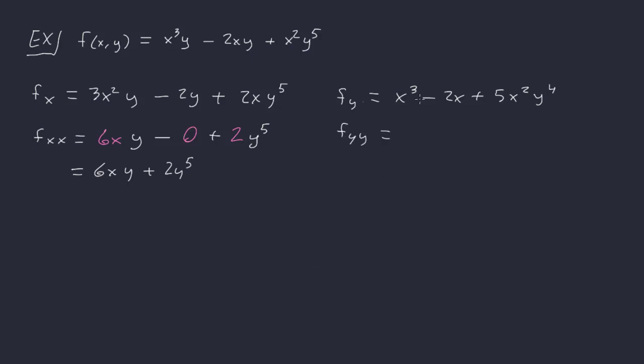Okay, so f sub yy, well, now we're going to take this derivative with respect to y. So the x cubed part goes away. The 2x goes away. And now we'll get a derivative here. It will be plus 5x squared. So that's our constant here, so it will be left alone. And then it will be times 4y cubed. Okay, so when simplified down, it's going to be 20x squared y cubed.